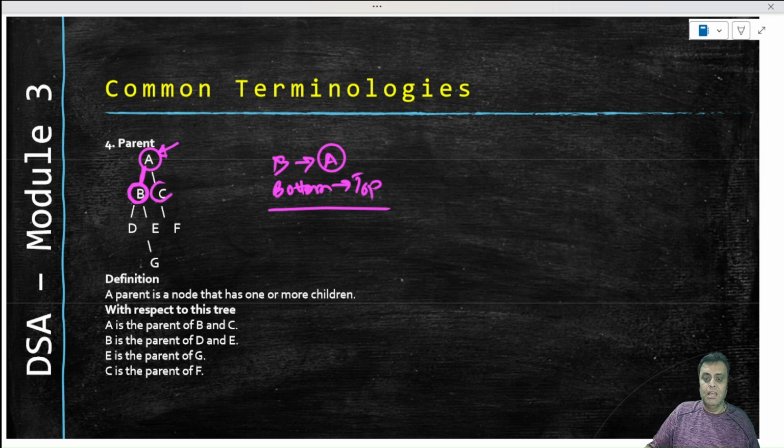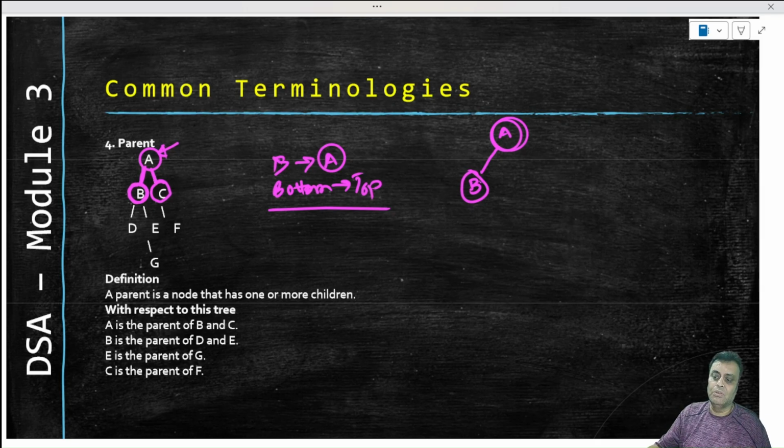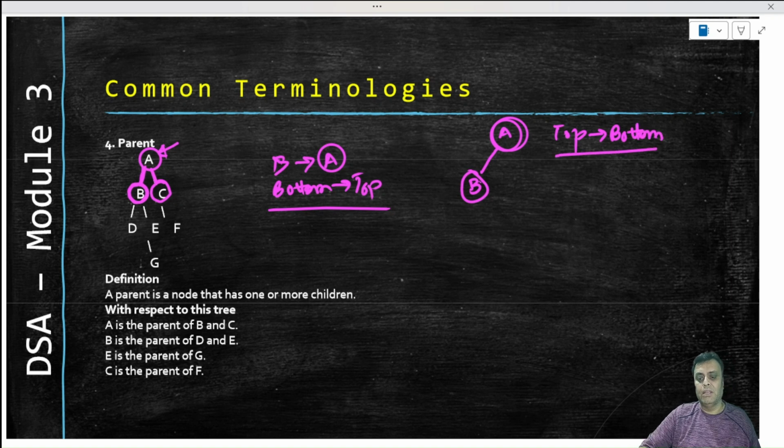From C I can use this edge to go up, and wherever I reach will become my parent. So a parent is basically a node which has one or more children. So that way you can also imagine that from A, if I can go down and reach my children, then A will become the parent. So this is more of a top to bottom scenario. Whichever way you want, you can interpret it, but it's a standard parent definition.